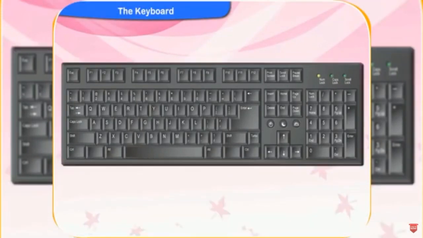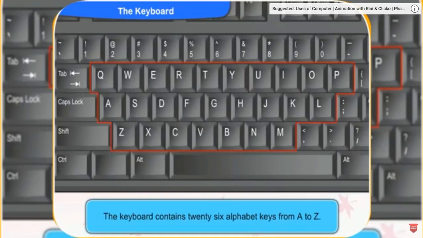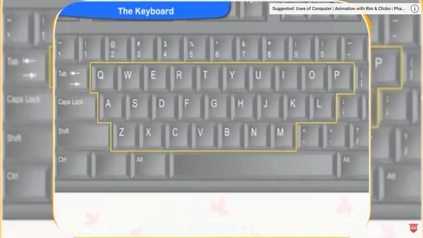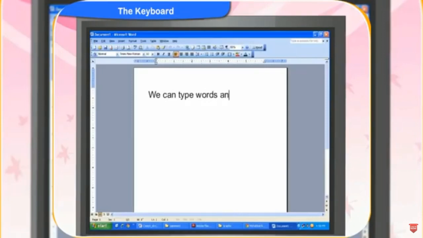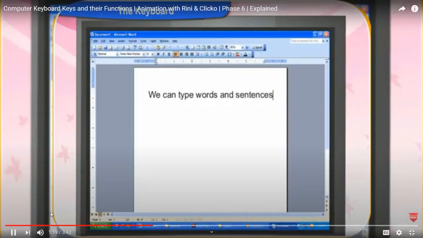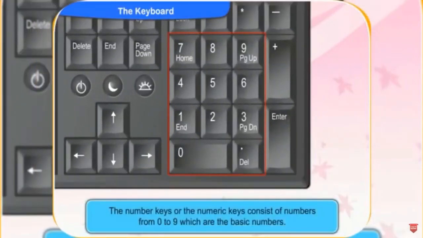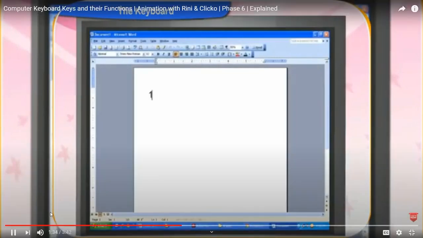Yes, I can see alphabets and numbers on the keyboard. Yes, the keyboard contains 26 alphabet keys from A to Z. We can type words and sentences in the computer using the alphabet keys. The number keys are also called the numeric keys. It consists of numbers from 0 to 9, which are the basic numbers. The numeric keys are used for typing numbers.